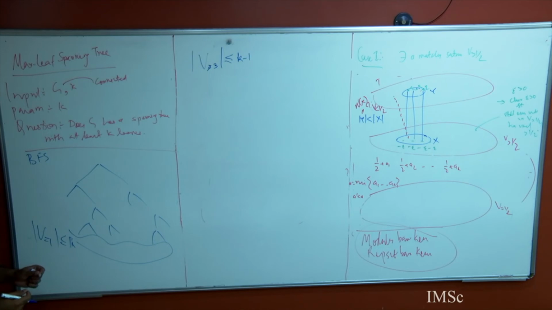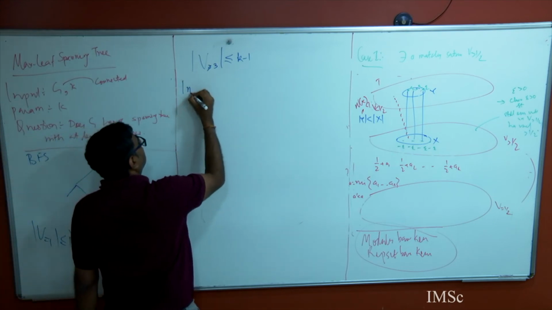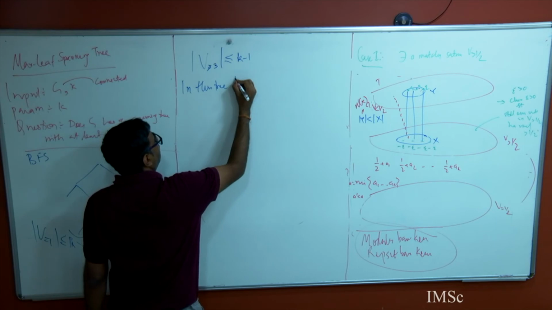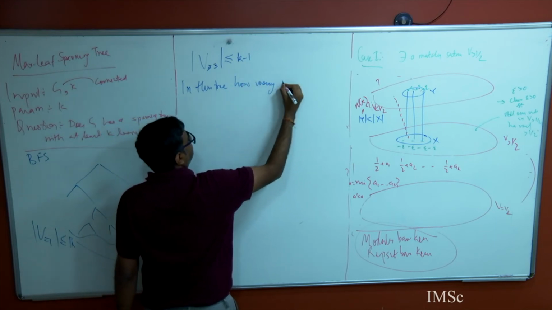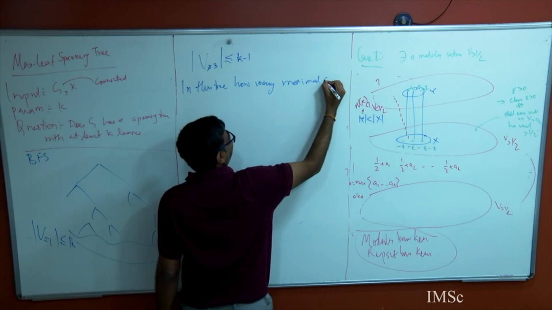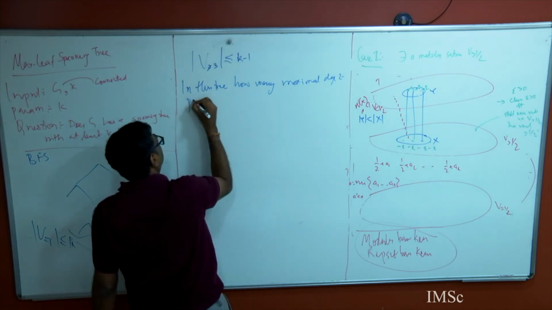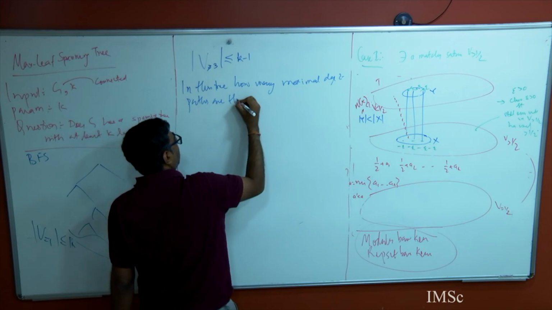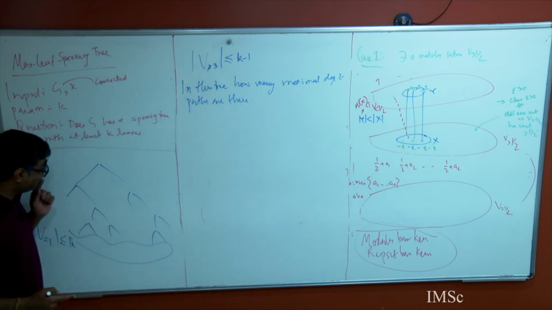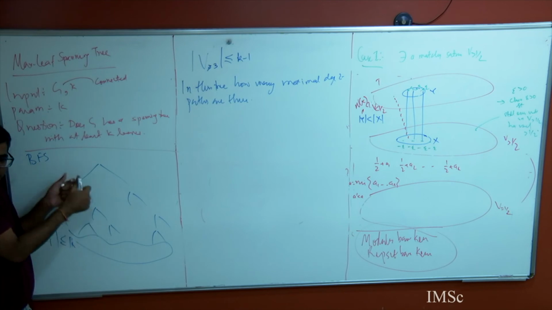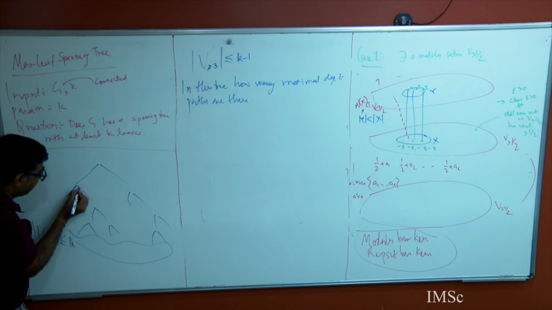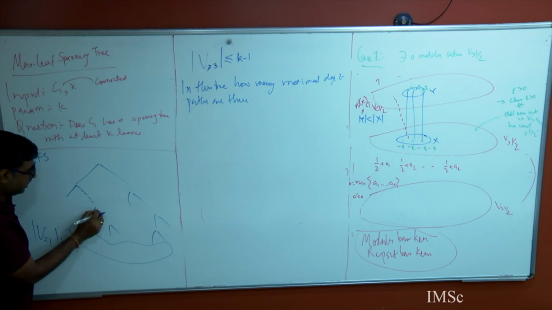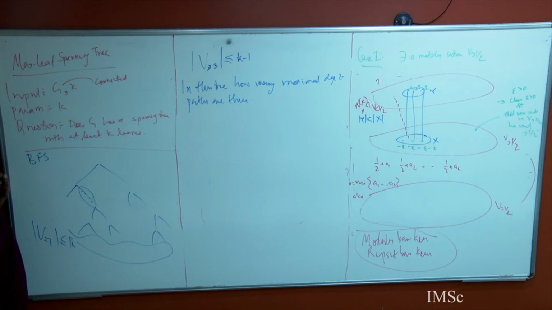Okay, great. Okay, so all other vertices are degree 2. Okay, so in this tree, not in the graph, okay? In this tree, how many maximal degree 2 paths are there? Do you get my question? In this tree, now what is left, all vertices are degree 2 and they are maximal in the sense I cannot extend it more. So how many such maximal degree 2 paths are there?